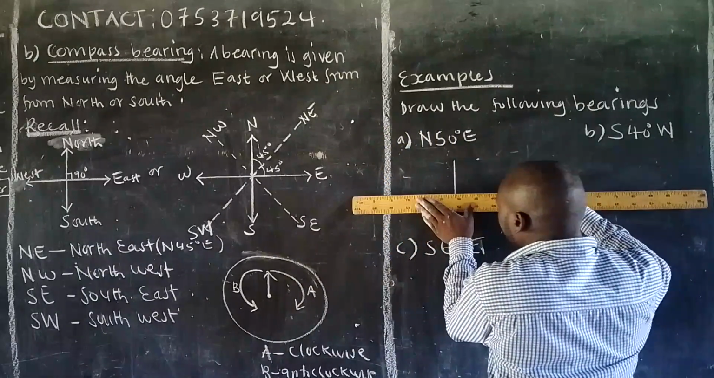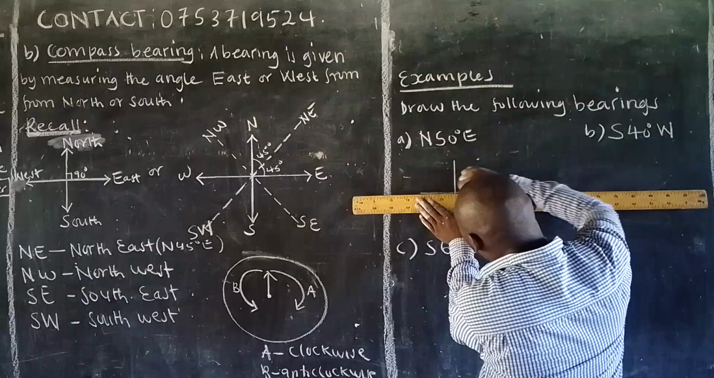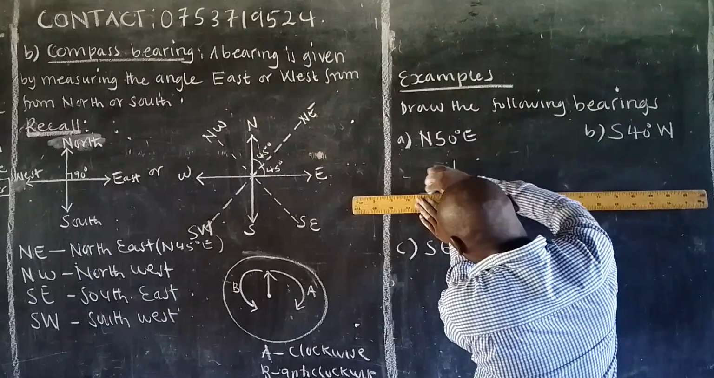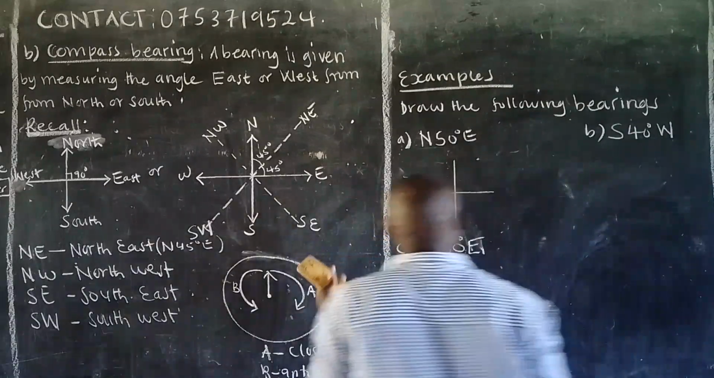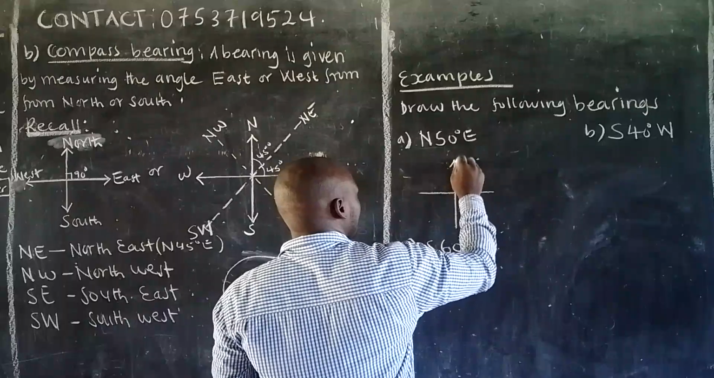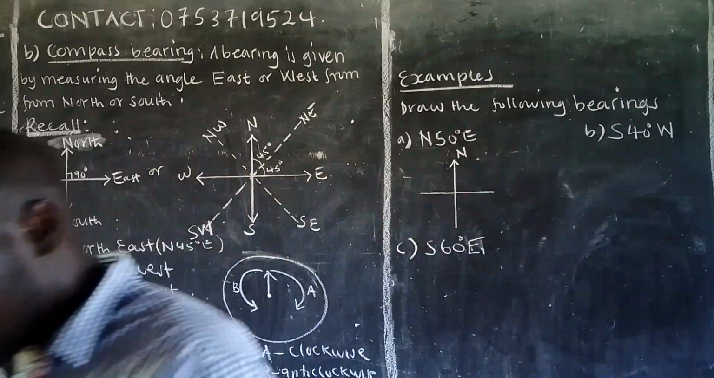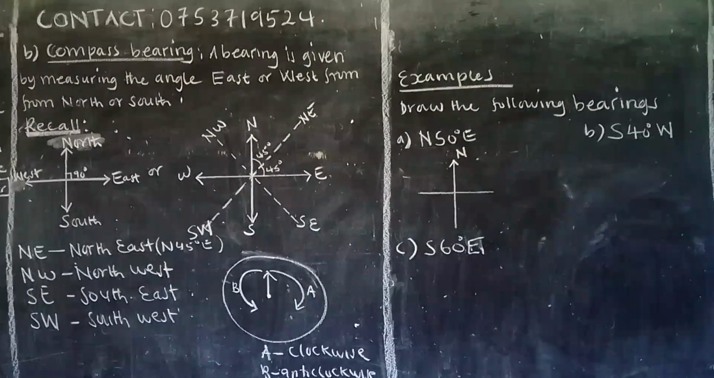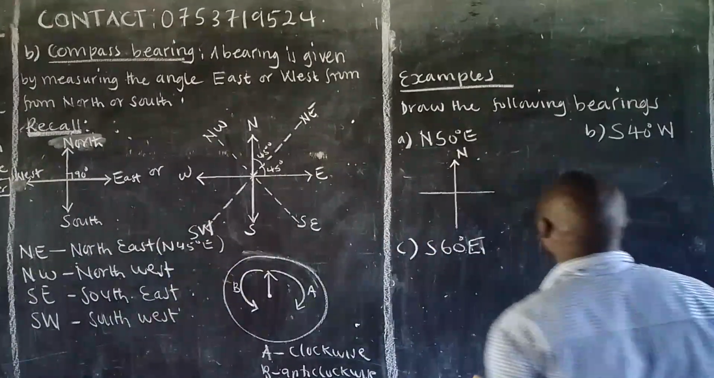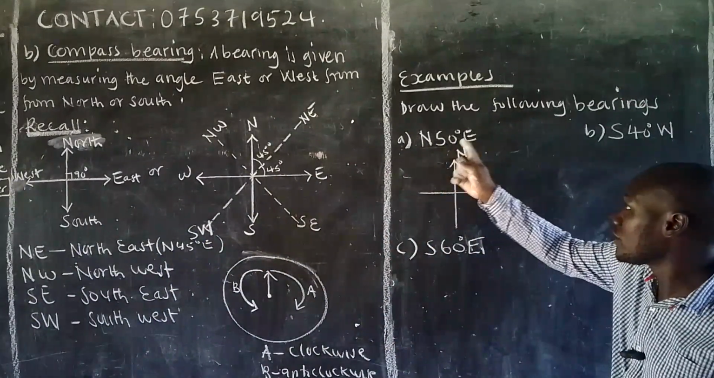Begin with your compass. I may not be accurate, but since you have rulers and so on, you can at least try to approximate that. But still, what do you put there? North. Now, when you put north there, let's go on to measuring that. We see what you shall get. So, north 50 degrees east.